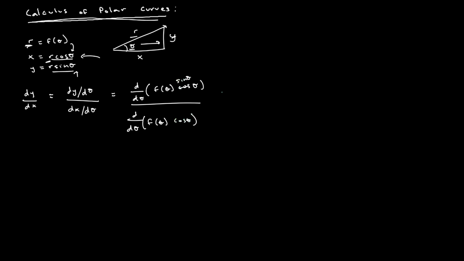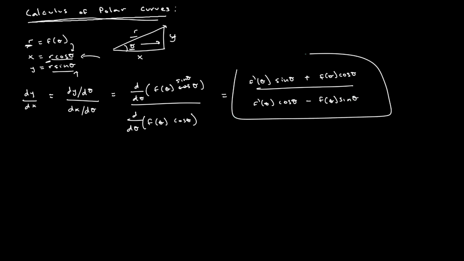And so, yeah, the product rule still stands, but our numerator is going to be f prime of theta times sine theta plus f of theta times cosine theta, divided by f prime of theta times cosine theta minus f of theta times sine theta. And so this is the formula for finding the slope of a polar function in terms of x and y, because that's what our notion of slope is defined as. So given this, let's work on an example.